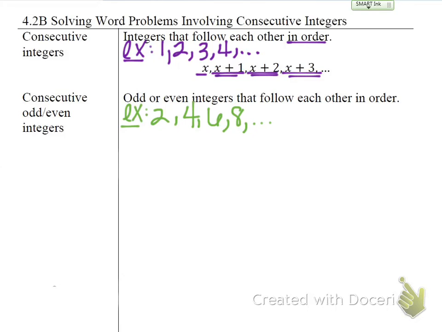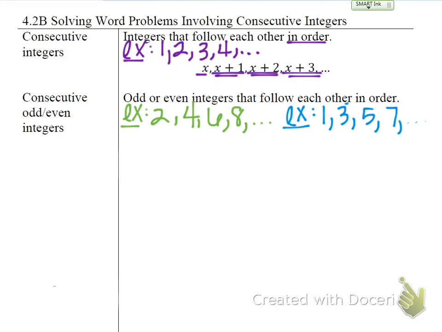Yes? Okay, so let's look at what the odd ones do, because this is where students get confused. So if I'm looking at my first odd number, let's say it's just 1. What's the next odd number? 3. What's the one after that? 5. And let's do one more. 7. Okay. And so on, right?